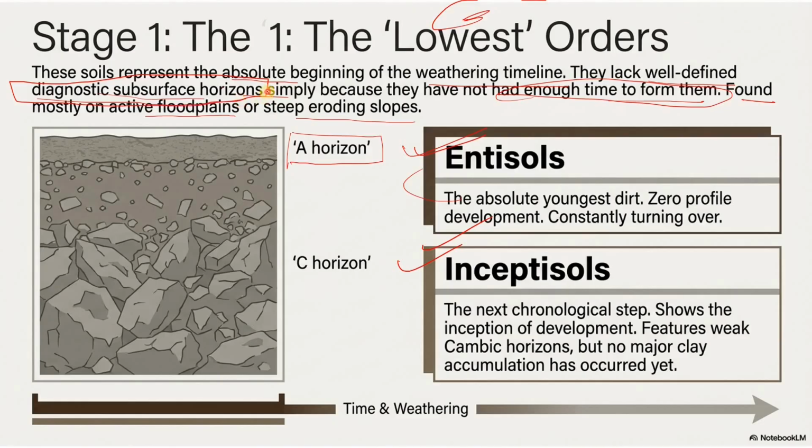So what do you understand by diagnostic subsurface horizons? I will upload a video where I will clearly define the meaning of diagnostic subsurface horizon, but here I want to explain it very briefly. As we have known, there is a soil horizon. When we are talking about soil horizons, there are O, A, E, B, C and R horizons. And diagnostic horizons means what?